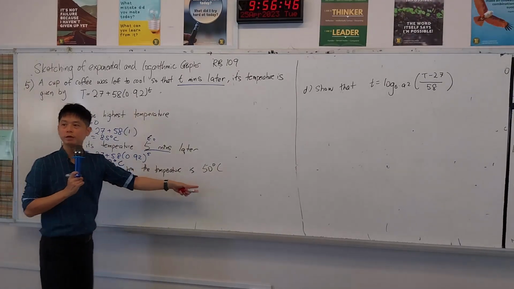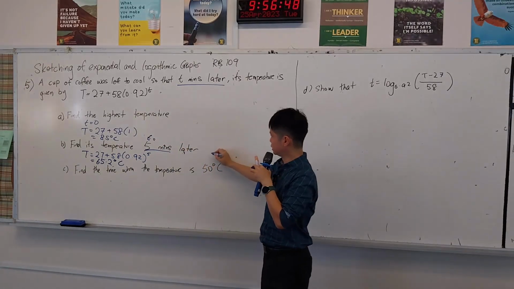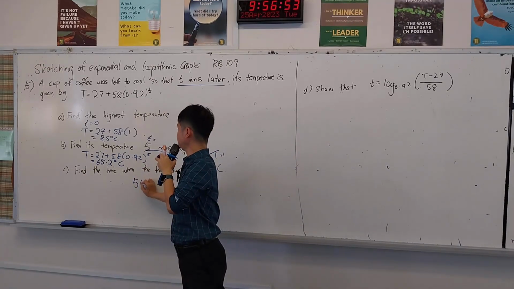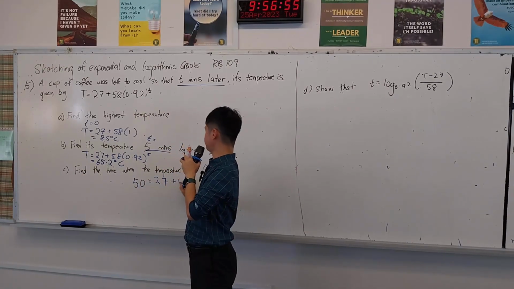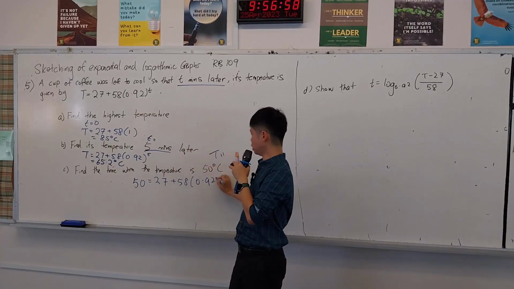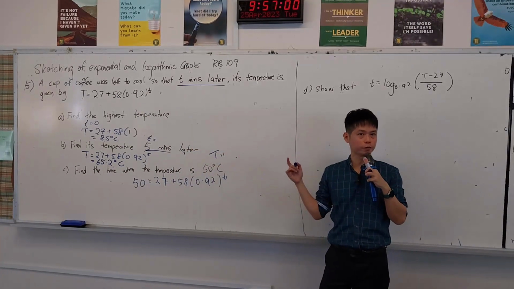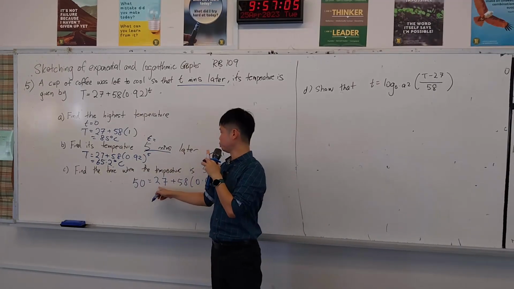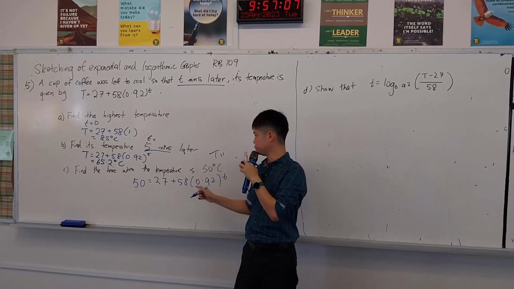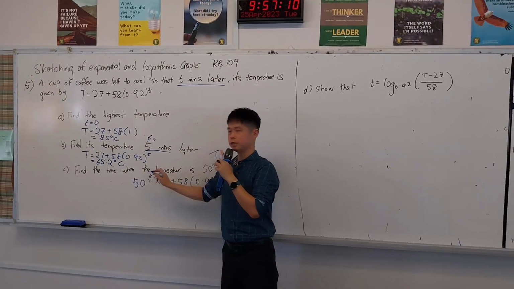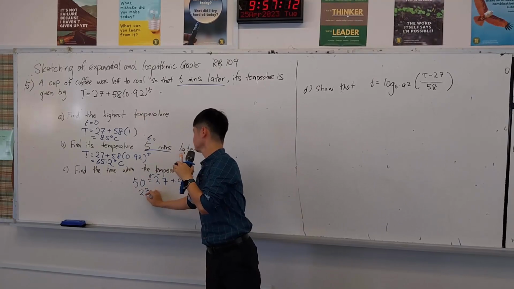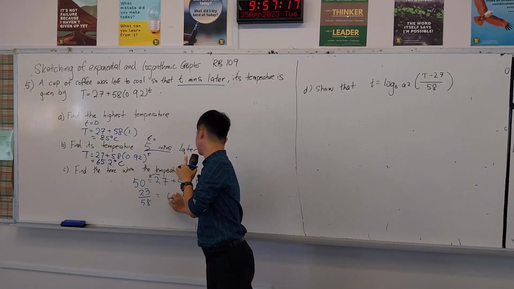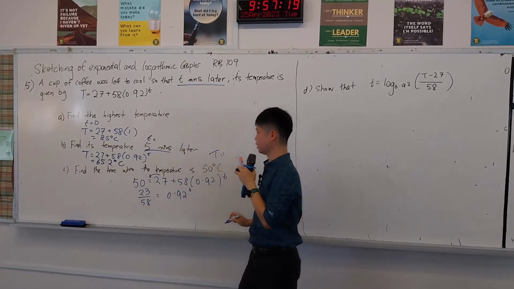Now, what is 50? What variable is that? It is the capital T, which is your temperature. So 50 equals to 27 plus 58 times 0.92 to the power of t. So the objective of this question is for you to solve for t. How do I solve for t? I minus away 27 first. That will give me 23. I minus 27. I divide by 58. And I'll be left with 0.92 to the power of t, right?